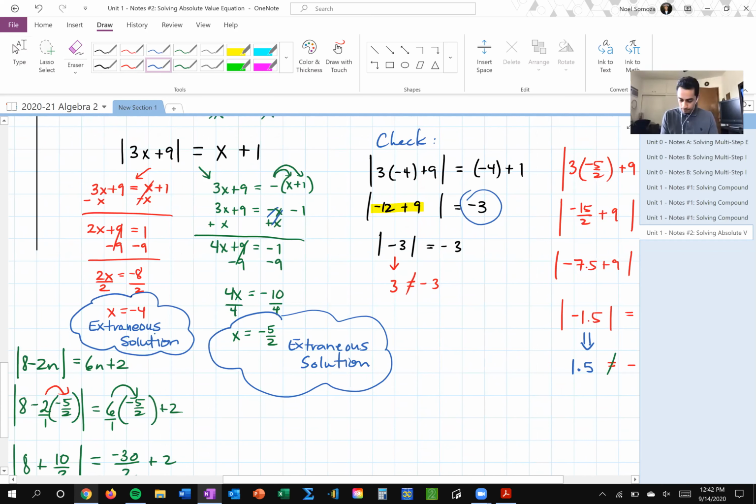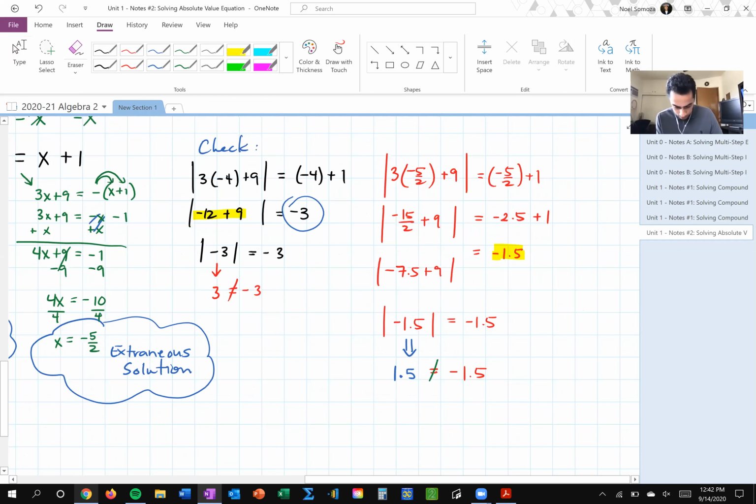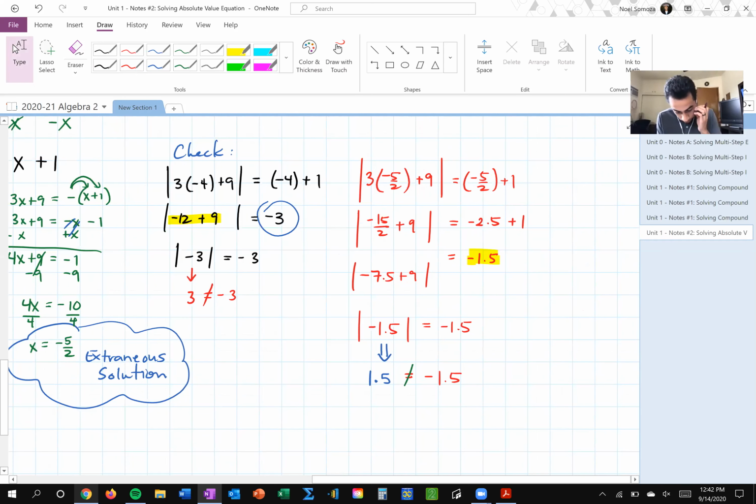Okay, and there it is. Let me see real quick. Oh, you're right. I'm sorry. This is actually a positive. No, you're right. I missed that. Either way, it's an extraneous solution because absolute value of positive 1.5 is still 1.5. Thanks for catching that.